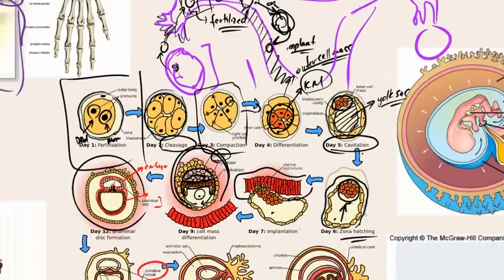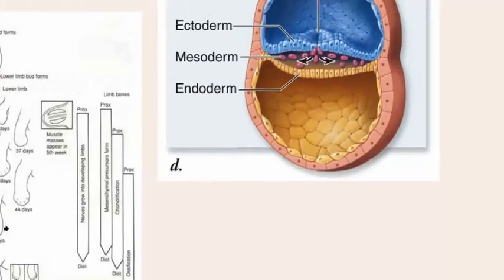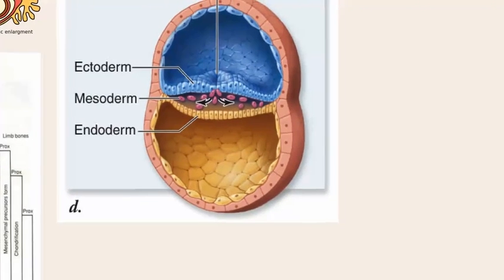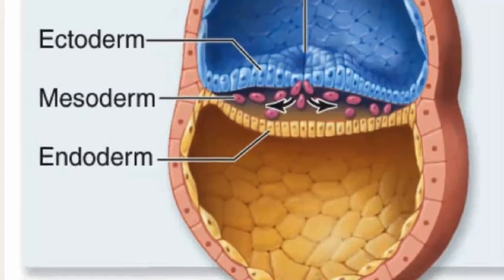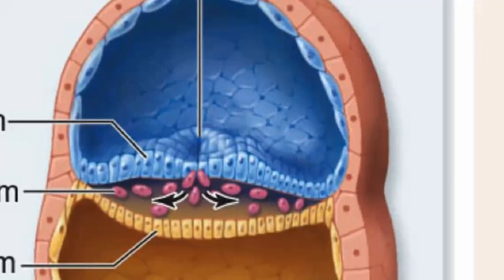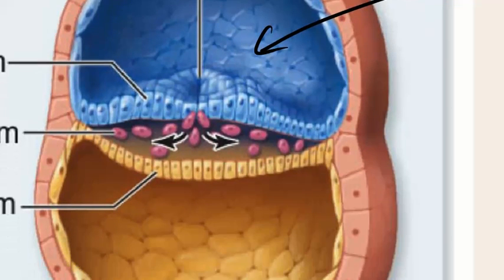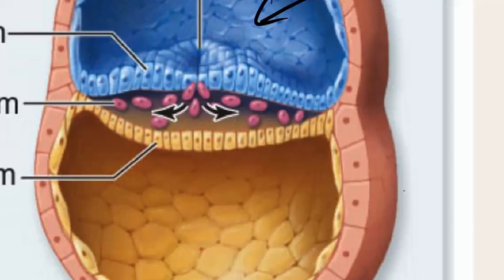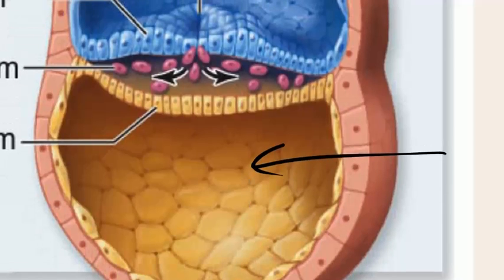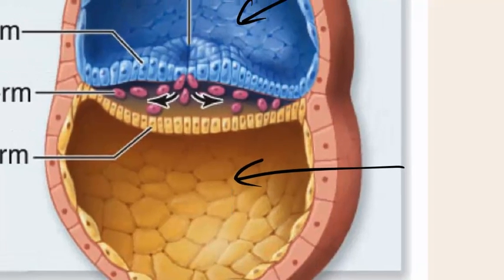Let's see if there's a better picture here. Okay, here we go. Okay, so what is this cavity right here? Amniotic cavity, that's right. And what would this be? Okay, a future yolk sac, that's right.